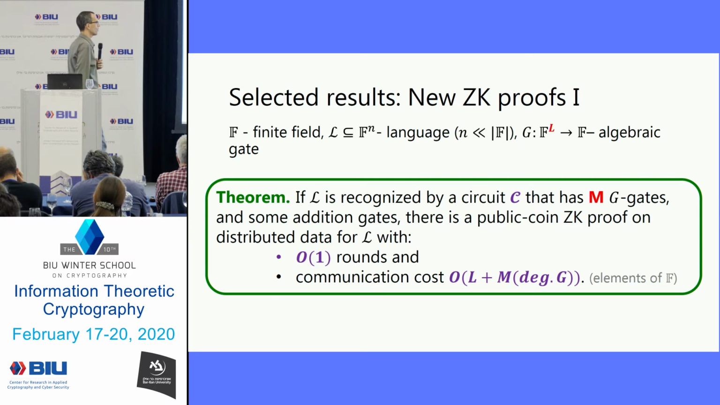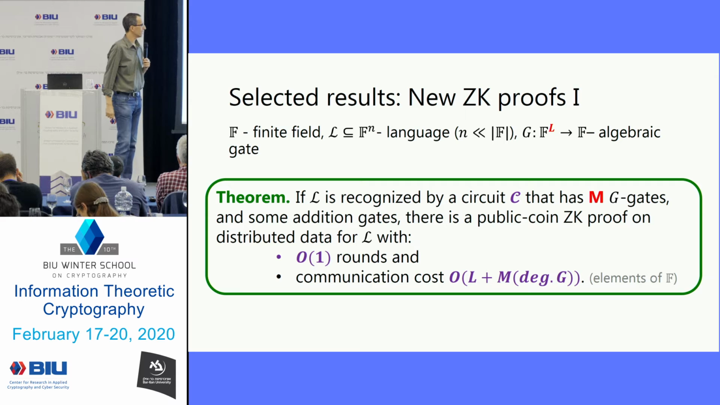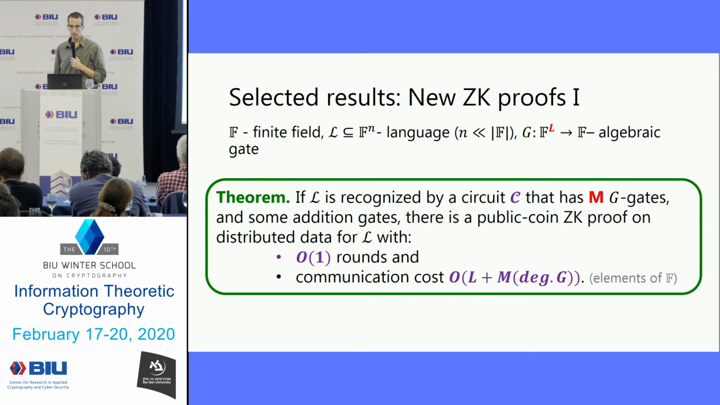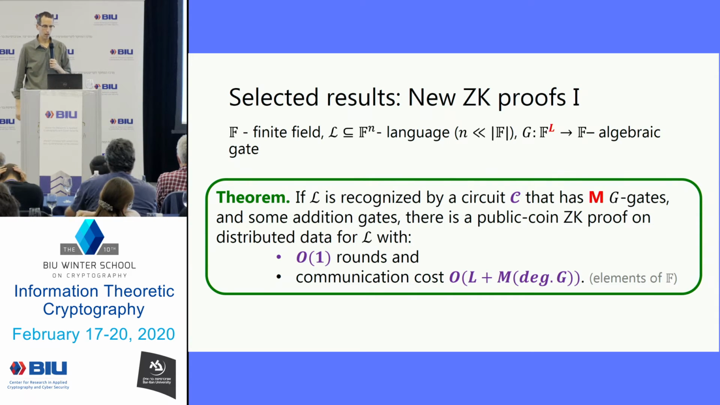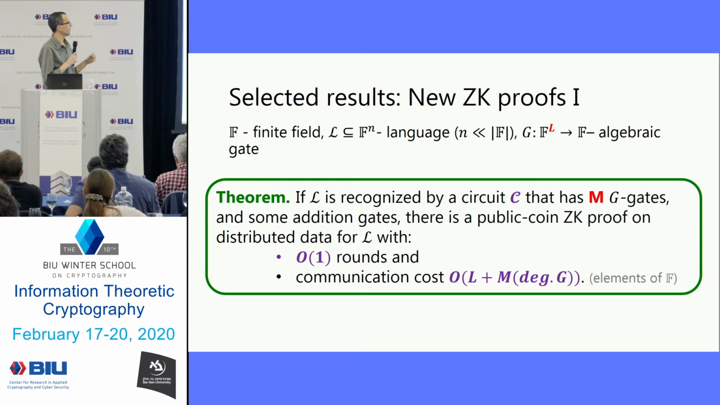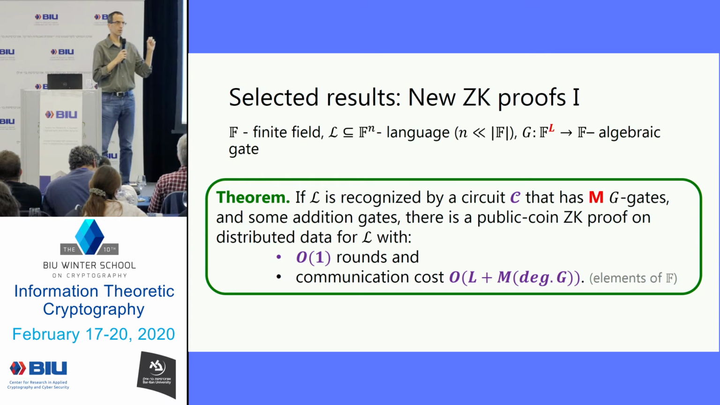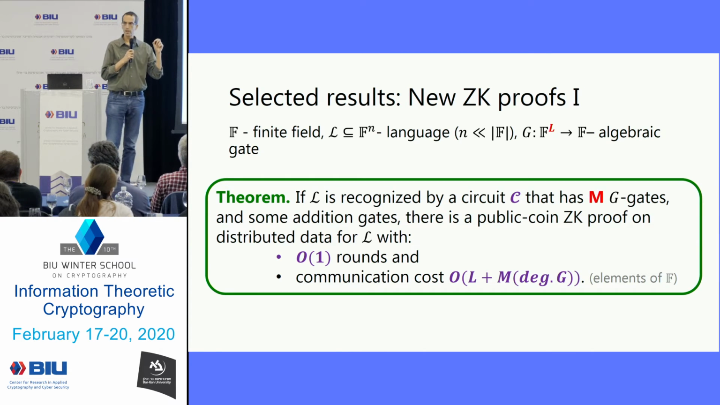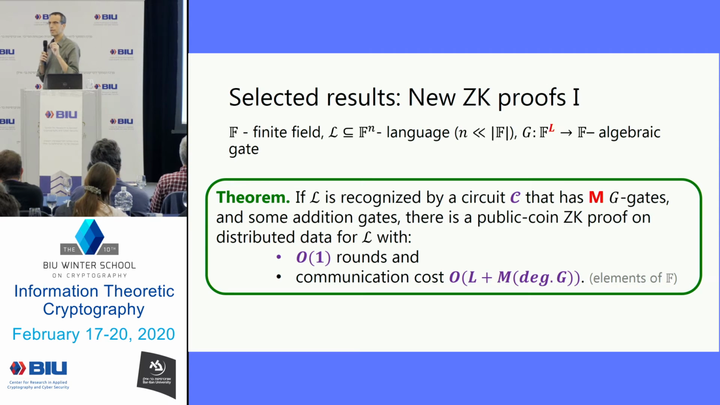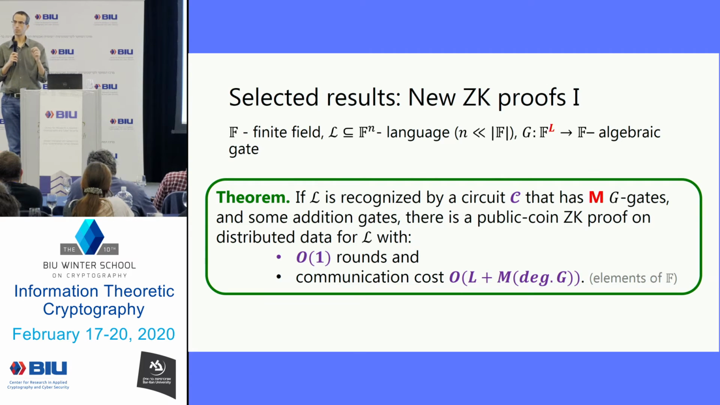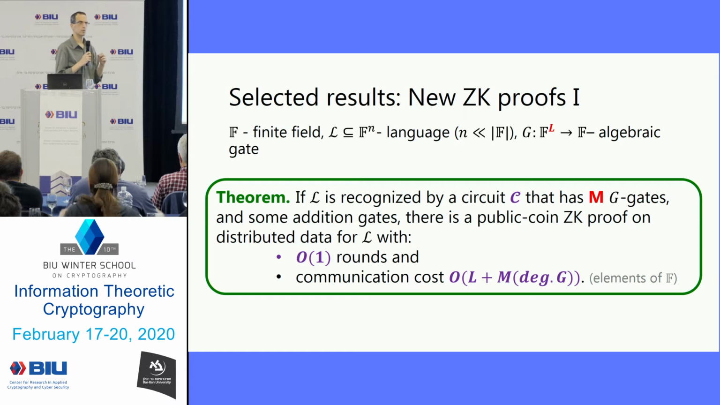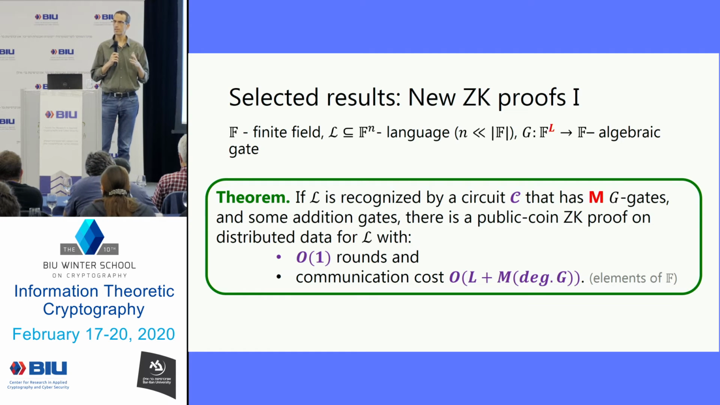Okay, so here are some selected results from this line of work. So we have zero knowledge proofs, but our focus now is not zero knowledge proofs for very hard problems. I started with zero knowledge for 3 colorable graphs. That's a very hard problem. It's in NP.